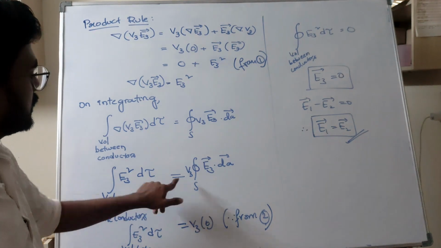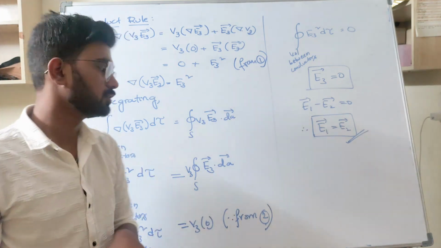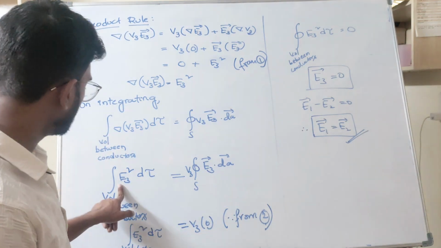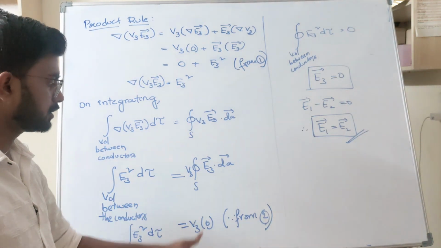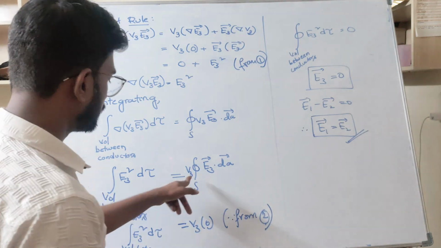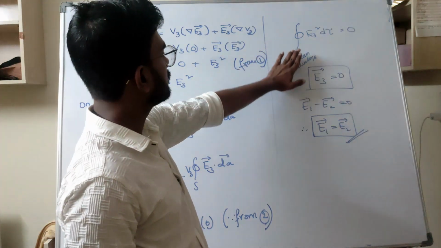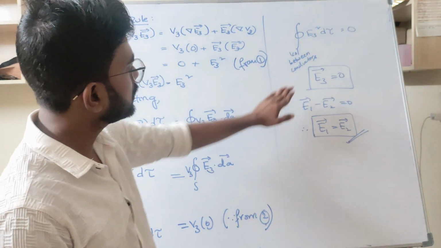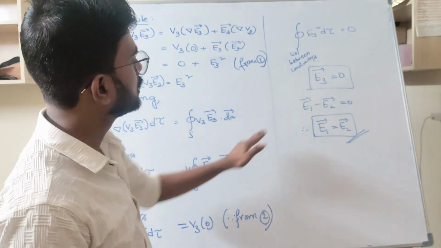Again, from equation 2, the closed surface integral of E3 dA bar is 0. So the integral of E3 square d tau is equal to V3 into 0, which is 0. Finally, the volume integral of E3 square d tau is equal to 0. So E3 bar is 0.